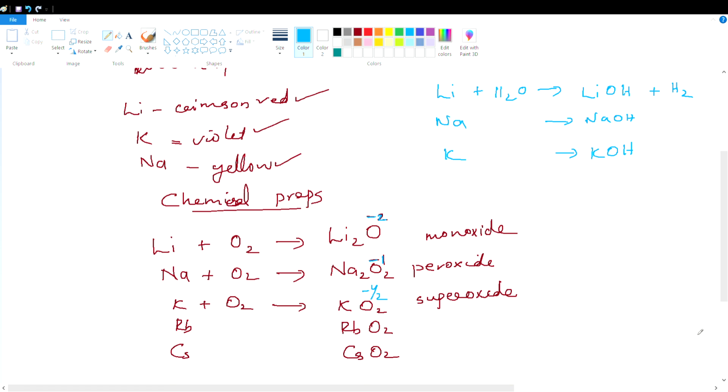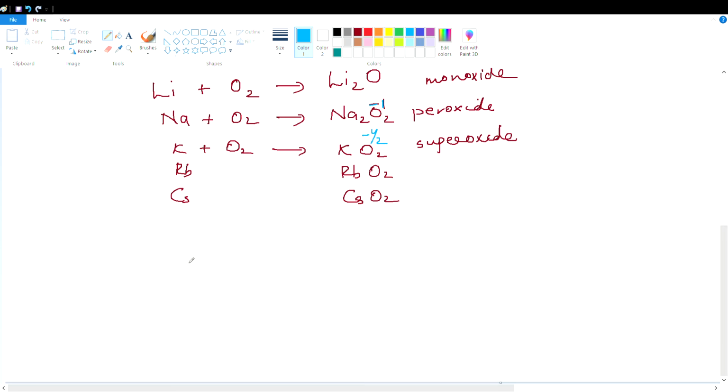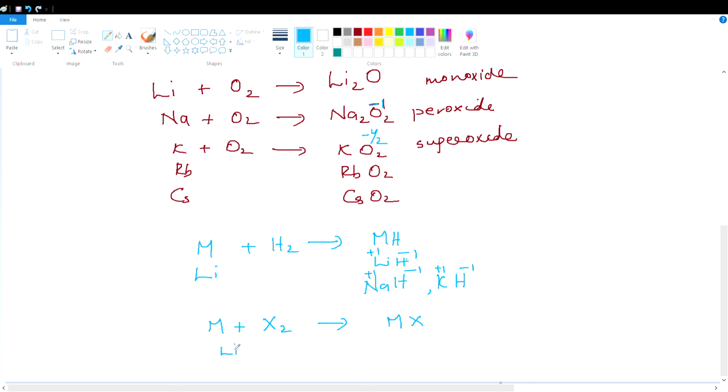Then reactivity with hydrogen. Alkali metals, let M be the alkali metal, react with hydrogen and form metallic hydrides of the formula MH. For example, lithium gives lithium hydride, sodium gives sodium hydride, potassium gives potassium hydride. In these hydrides, the hydrogen atom is in the oxidation state -1. Alkali metals are always +1. Now reactivity with halogens. Alkali metals react with halogens and form metal halides. For example, lithium with chlorine gives lithium chloride. Sodium with chlorine gives sodium chloride.